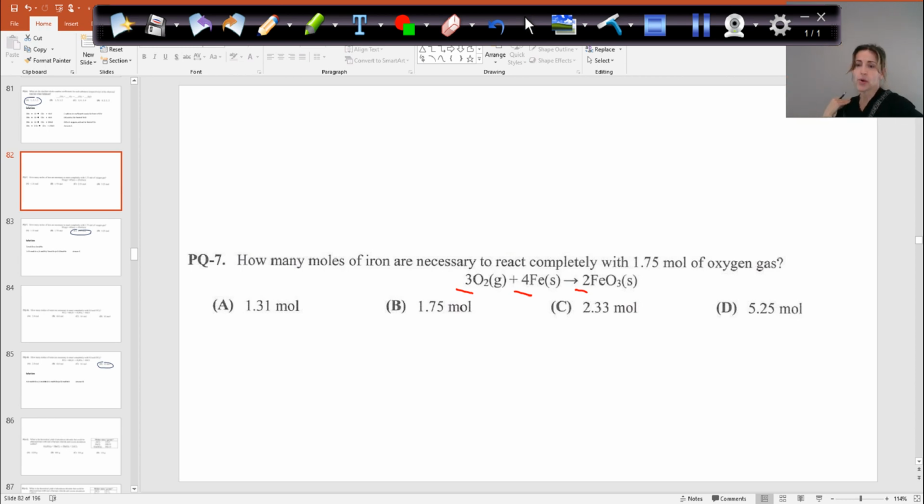Okay, so we have 1.75 moles of oxygen gas. So this is given, 1.75 moles. And what do we want to know? How many moles of iron?